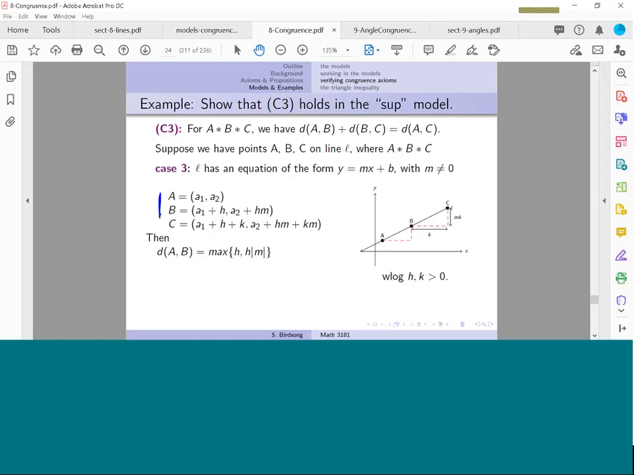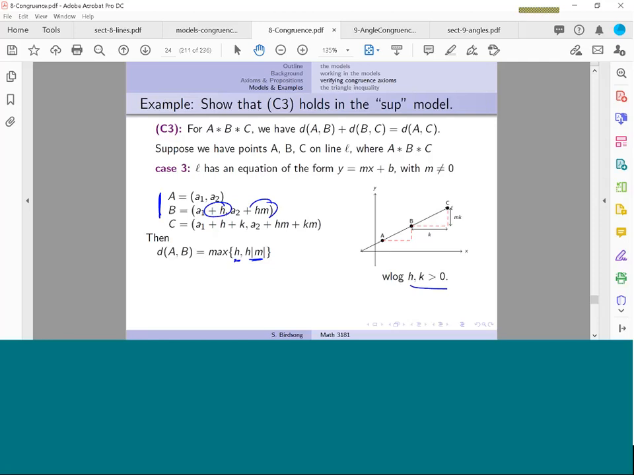And remember, our sup model is you're looking at the maximum of the change in x's versus the change in y's. So change in x, we have the h. Change in y, we have the h times m. And remember, you really put everything inside of absolute values. H is positive, so the absolute values don't matter. So I didn't bother to put them there, although it's totally proper to put in the absolute values. But m could be positive or negative, so you cannot drop the absolute values off of the m.